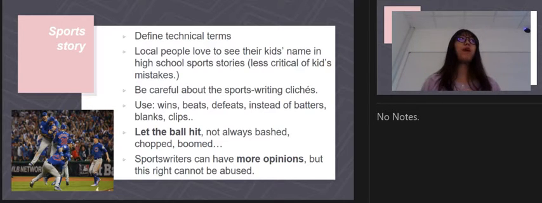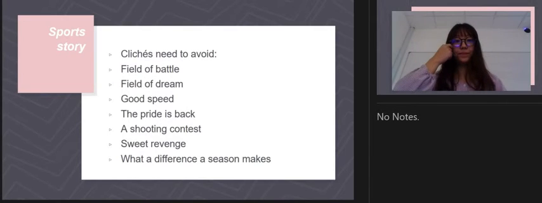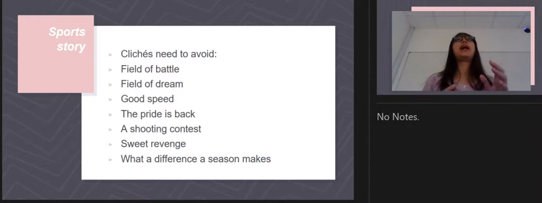And sports writers can have more flexibility of opinions in their writing, but this right cannot be abused. And you also need to avoid the field of battle, the field of dreams, good speed, the pride is back, a shooting contest, sweet revenge, what a difference a season makes, this kind of clichés in your sports stories.